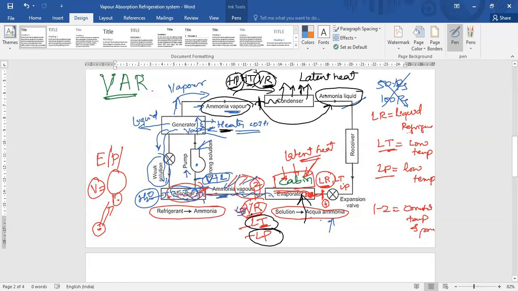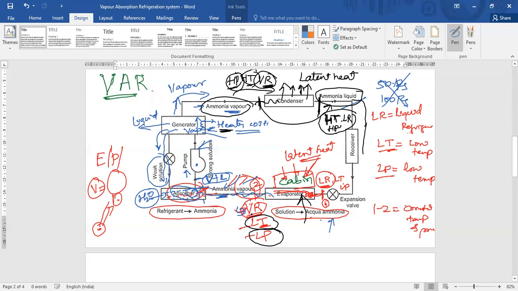So here latent heat is rejected. So this ammonia liquid now at the outlet of the condenser. Outlet of the condenser is what? Low temperature, because high temperature is rejecting heat to the surrounding. Okay. Sometimes it will be at high temperature, okay, high pressure. But what is the condition? It is liquid refrigerant. So this high temperature, high pressure liquid refrigerant enters the expansion valve.